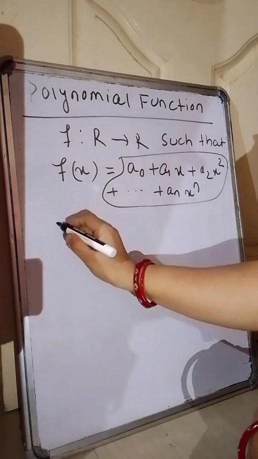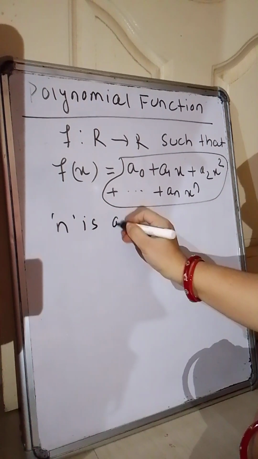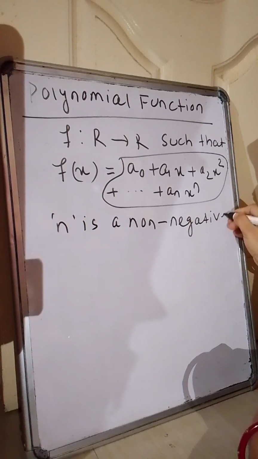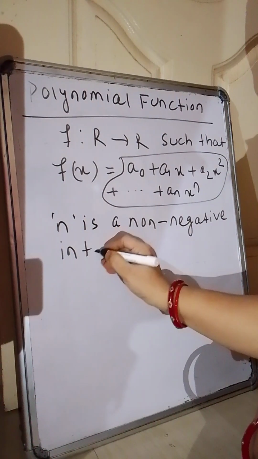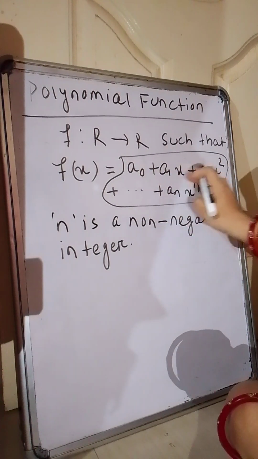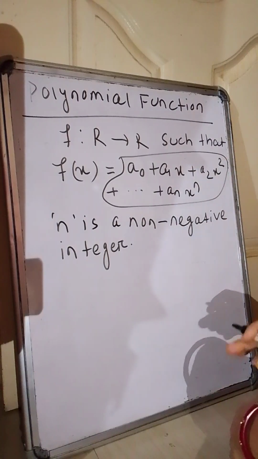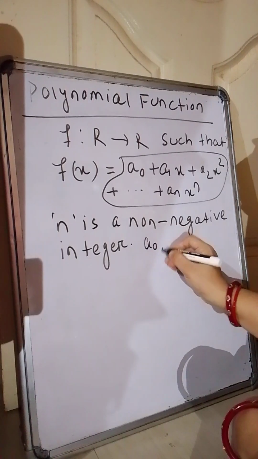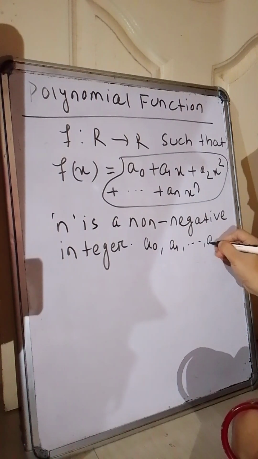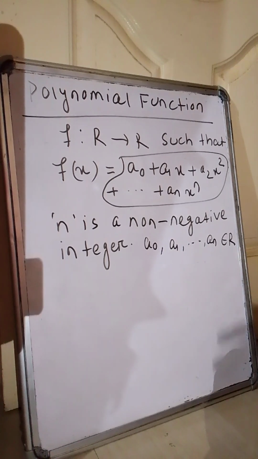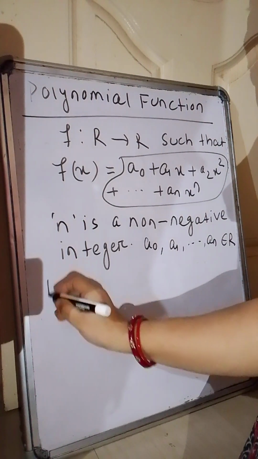Now what is n here? n is a non-negative integer. And what about a0, a1, a2 up to an? These are all coefficients and these are constants. So you write here a0, a1, up to an belong to the set of real numbers R. You can take any real number.